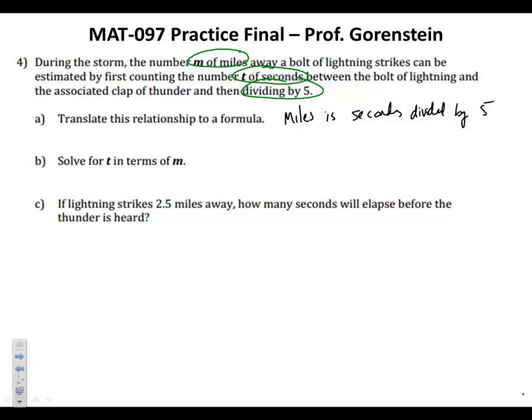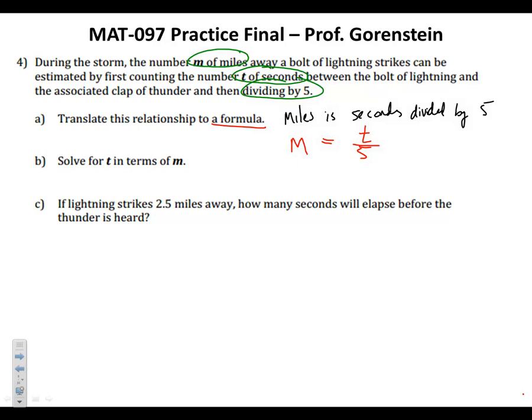So number of miles, we have a symbol for that, m. The word "is" always will translate to an equal sign. Number of seconds, we have a symbol for that, that's t. So seconds divided by 5, we could say t over 5. So that's the formula for part A. M is equal to t over 5. The number of miles is equal to the time in seconds divided by 5.